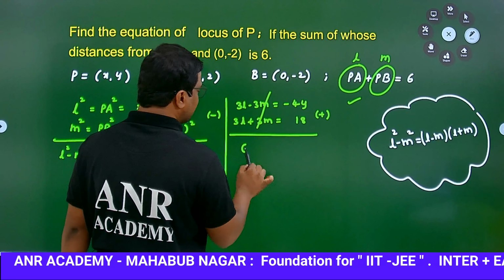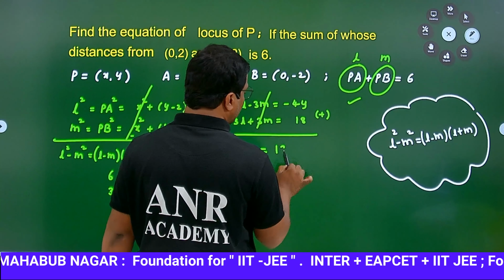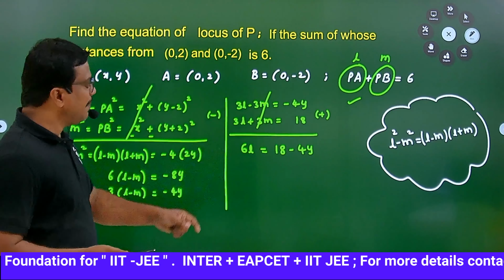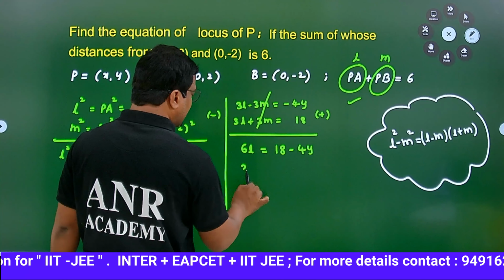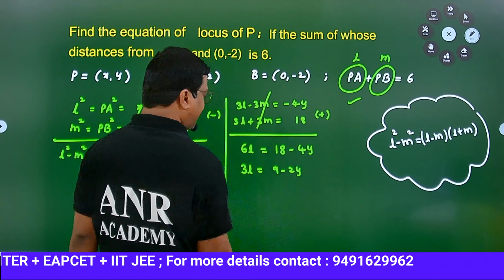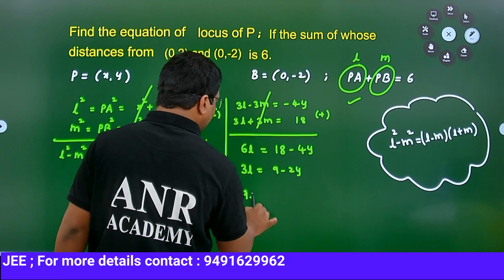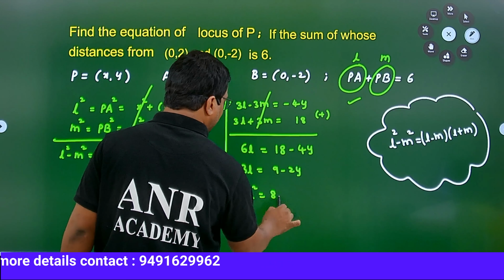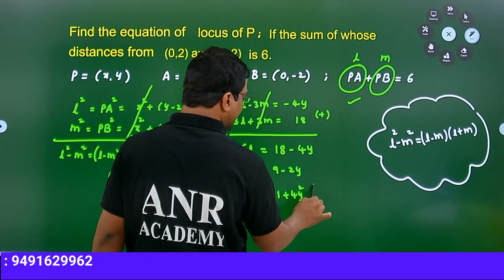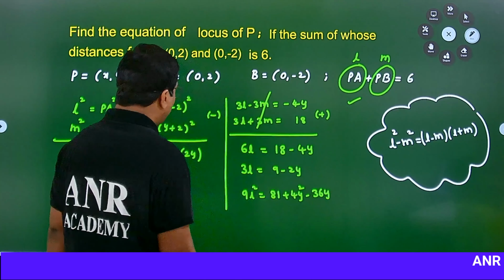That is 6 times L equal to the sum of these two, 18 minus 4 times Y. Simplifying this, 3 times L equal to 9 minus 2Y. Now apply square on both the sides. On squaring, 9L square equals 81 plus 4Y square minus 36Y. What is the value of L square?